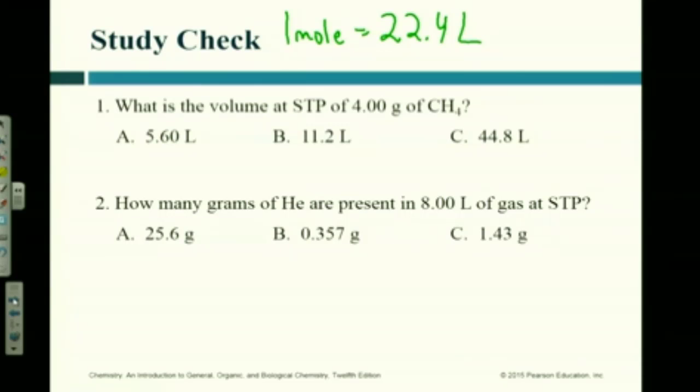Remember when we started doing molar mass and y'all hated it so much, and now y'all just do it without even thinking? It's good. You all right? Yes.